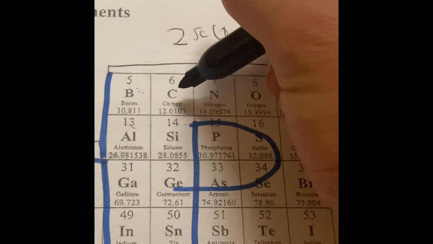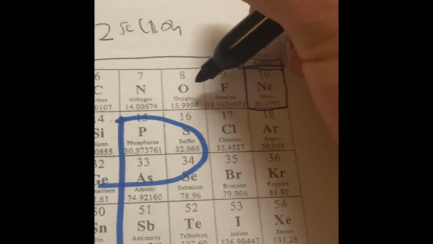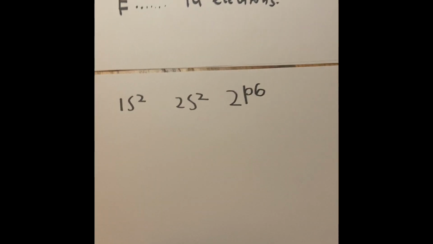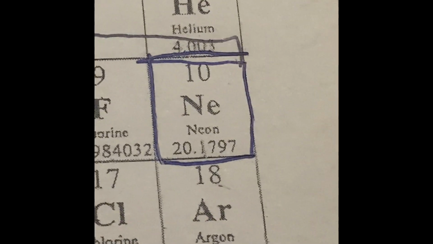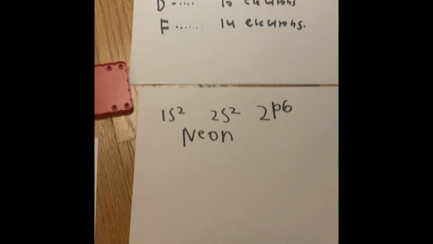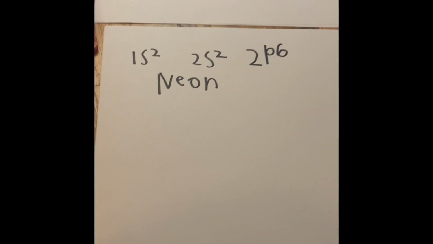2p1, 2p2, 2p3, 2p4, 2p5, 2p6. So 2p6 is going to be the last of our mystery equation. So if we got this as a result, we stopped on neon, which explains that this hiding element is going to be neon. And that is how neon is going to be configured with its electrons.